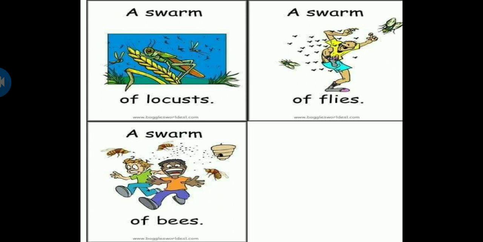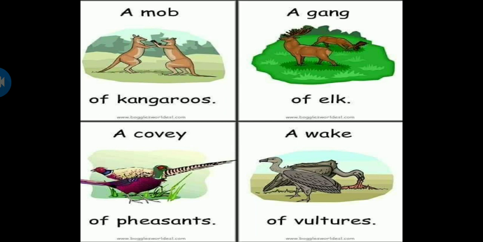Locust is the prevailing problem in villages during this COVID-19. We have some ups and downs in the climatic conditions nowadays. I repeat again, a swarm of locusts, a swarm of bees, a swarm of flies, a mob of kangaroos, a gang of elk, a covey of pigeons, a wake of vultures.